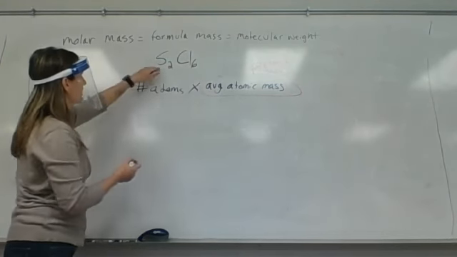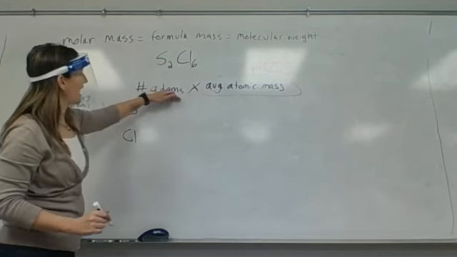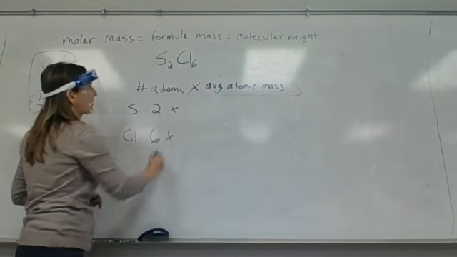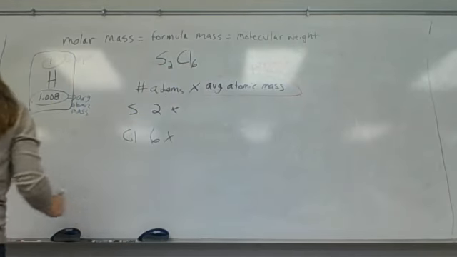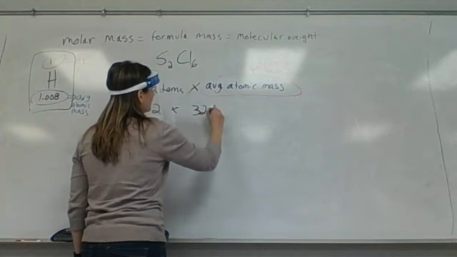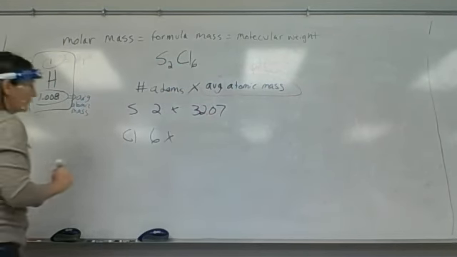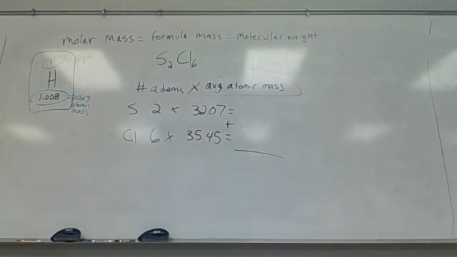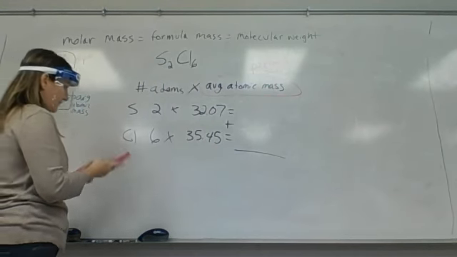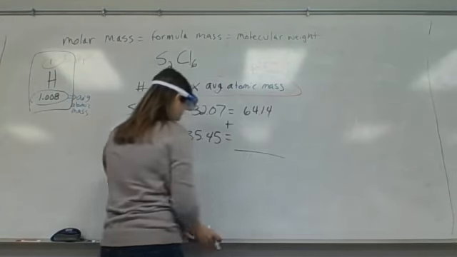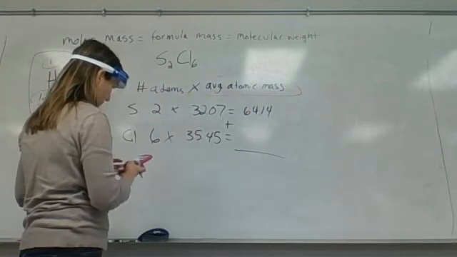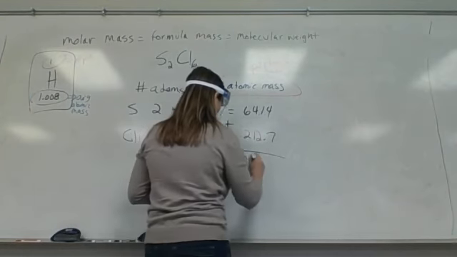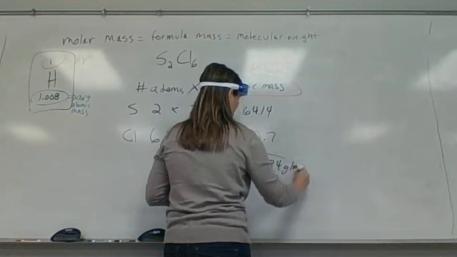So make a list of all elements present. I have sulfur and I have chlorine. How many atoms of each? We're looking at the subscripts. So 2 sulfurs, 6 chlorines. For the average atomic mass, we look these up on the periodic table. Sulfur is 32.07. Chlorine is 35.45. Multiply across and then add them together. 2 times 32.07. I get a total of 276.84.